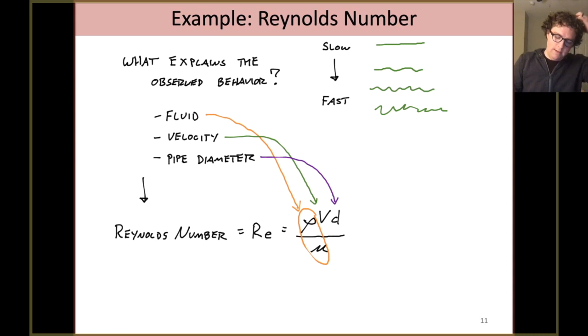And what this does is it says, look, if you want to know something about the system, you don't need to study the fluid and the velocity and the pipe diameter. Just tell me what the Reynolds number is. That's a good indicator for me. I don't really care about the specific fluid or the specific pipe. What I care about is this ratio that is Reynolds number.